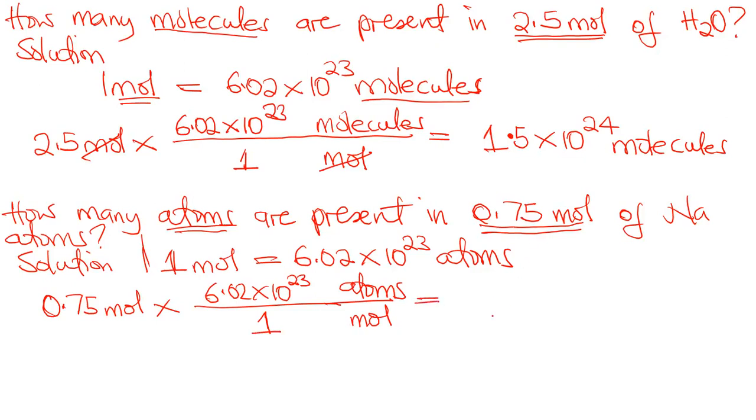So when you do the calculation, your answer is 4.5 times 10 to the power 23 atoms. So these are the two types of questions that you need to answer based on the mole and the number of particles, number of atoms, or number of formula units. So let's look at something else.